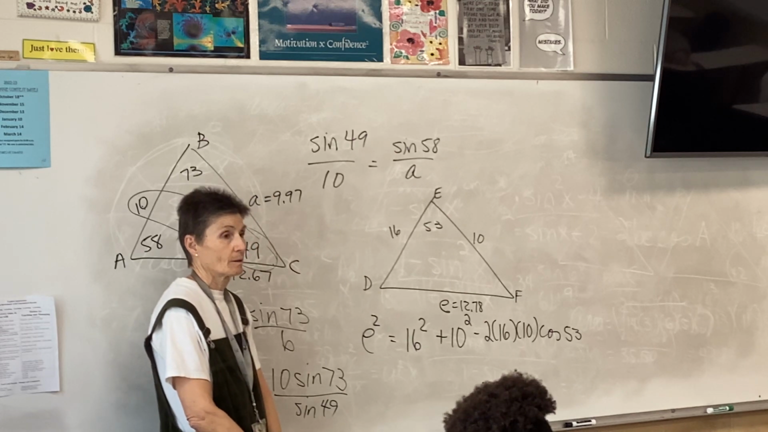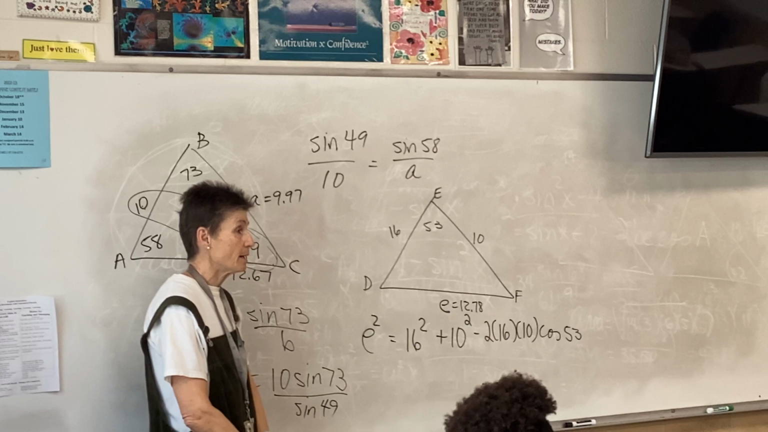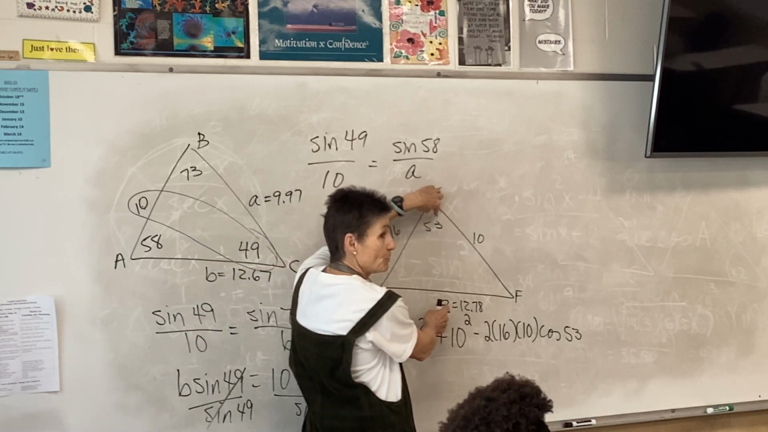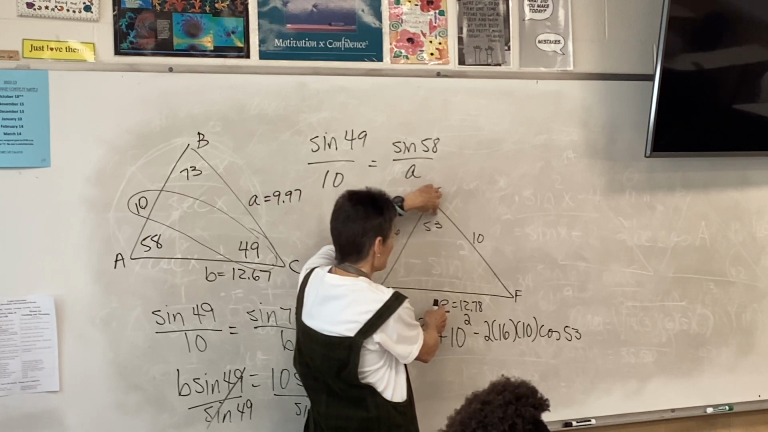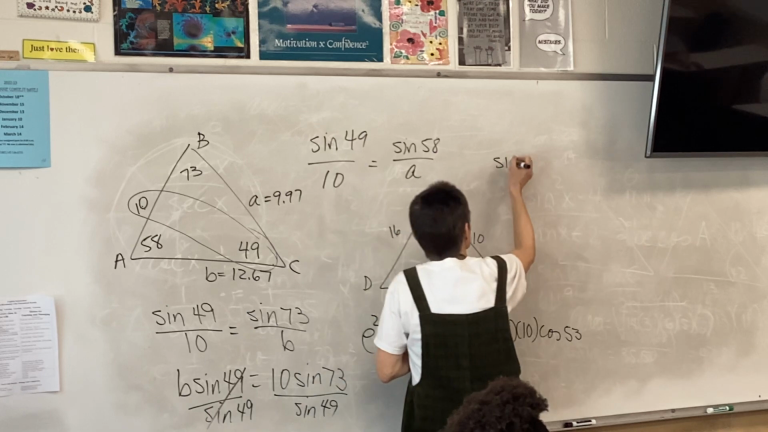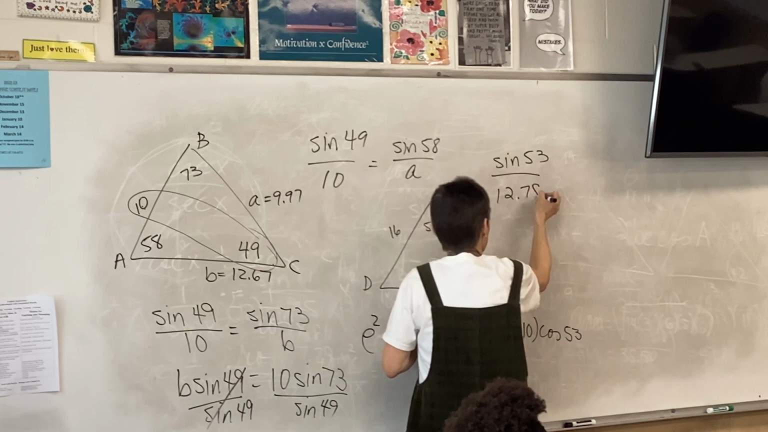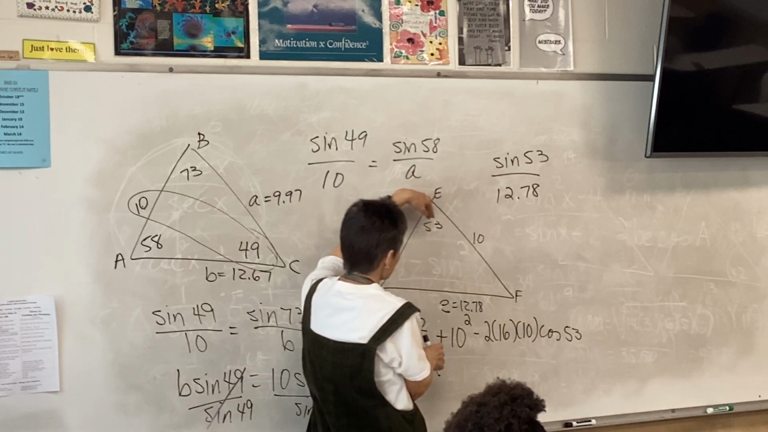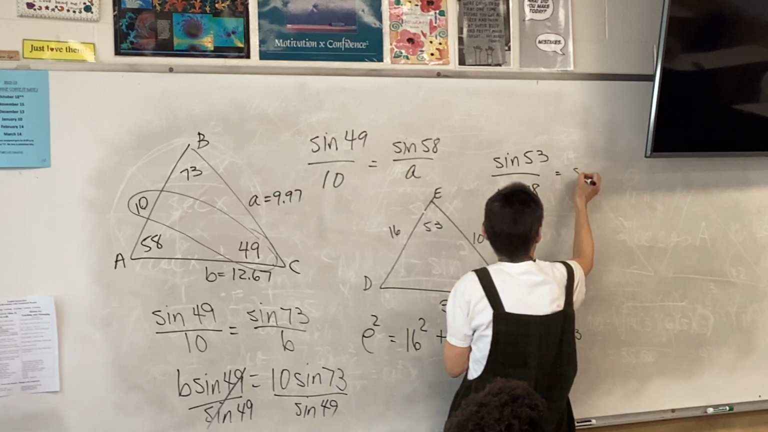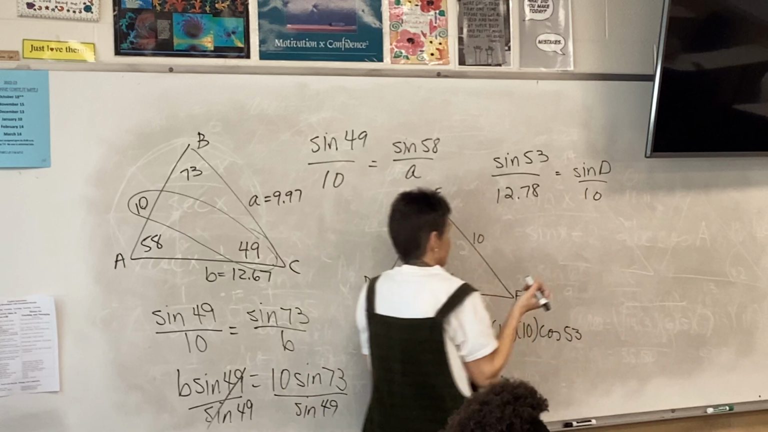Now you have a little skip in your step, because if you're labeling your actual triangle, you notice now you have a pair. So now we can go back to our law of sines. Use your pair, always start with your pair. So sine 53 over 12.78 equals, I don't know, sine D over 10.